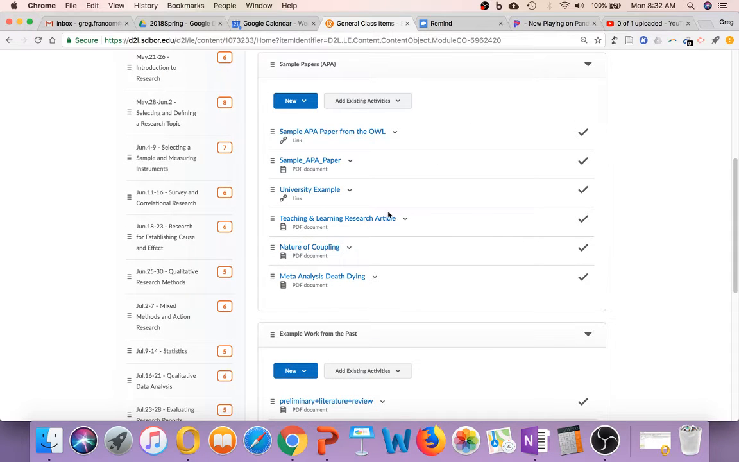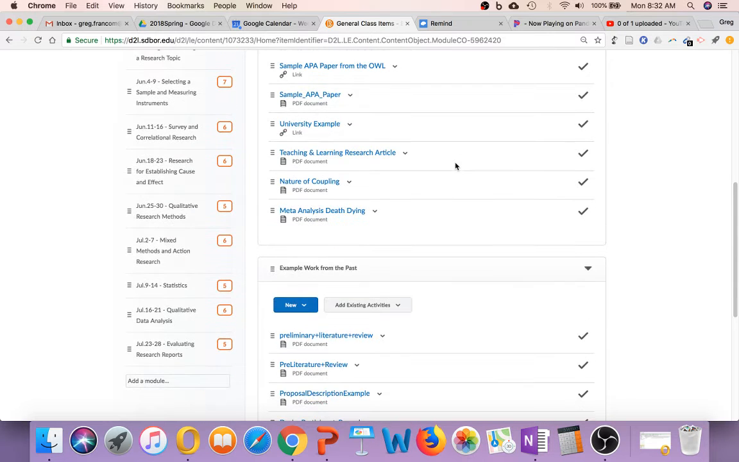Okay. So then there's a bunch of sample papers that are in APA format, and these will help you with APA formatting of your articles. It helps to look at these and say, okay, what do these look like? Where are the parentheses? Where do I cite different authors? Where are authors cited in these papers? And to kind of see what those are like.